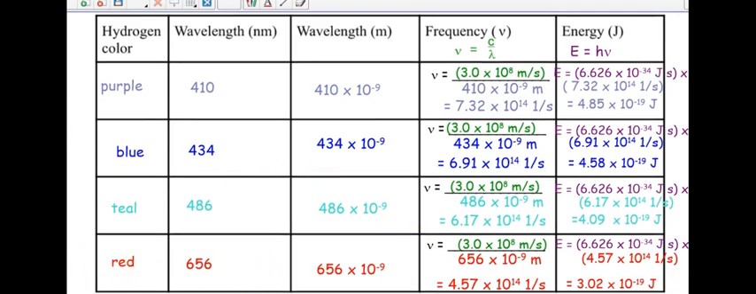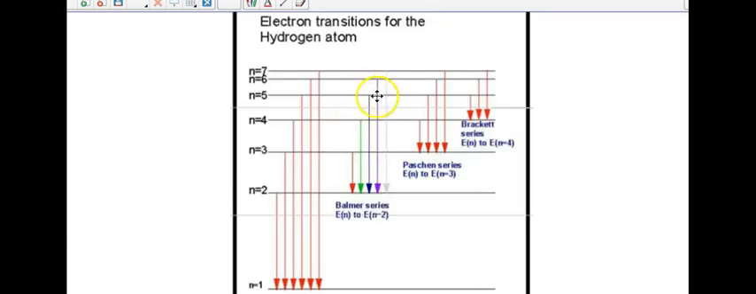Well, let's go back over this page again. Notice there's your purple right here. That has your longest jump. It has the most energy of those four colors. Why? Because it's going from n equals 6 to n equals 2. What about that blue, the next one? It was the next largest energy right here.